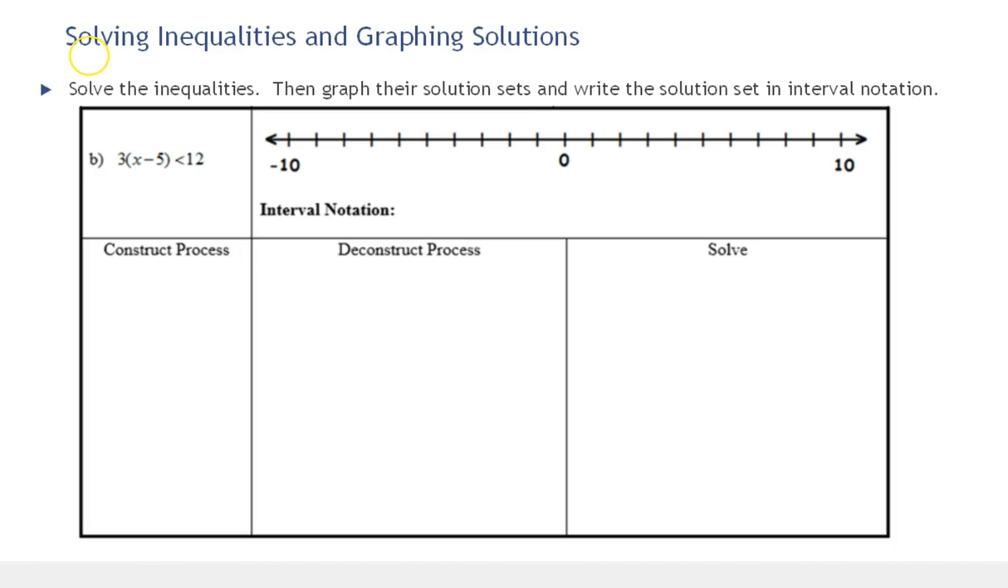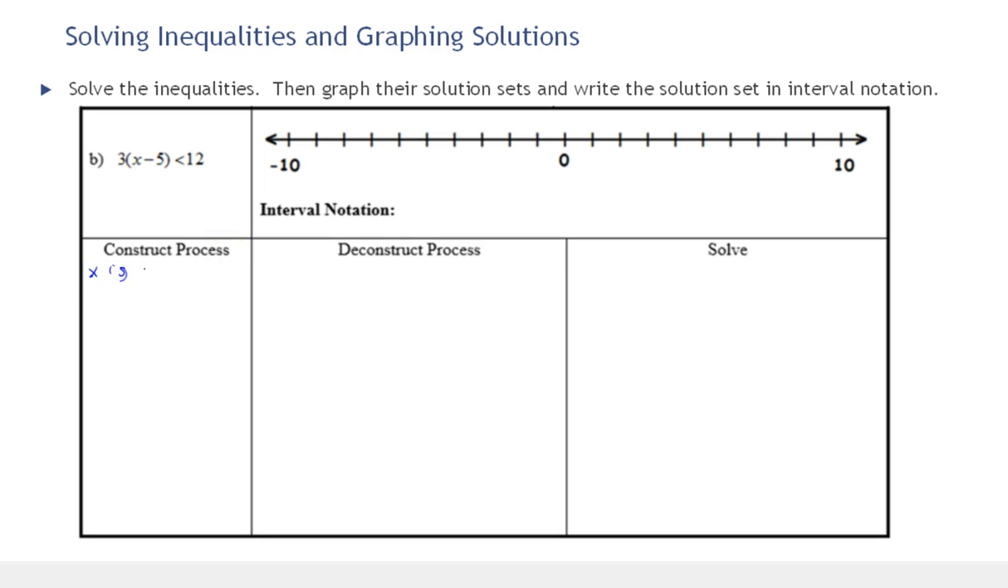In this video, we're going to continue to solve inequalities and graph solutions. So let's look at our next problem. We have the product of 3 and the difference of x minus 5 is less than 12. So let's write out our construction process.